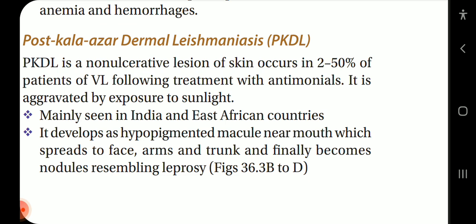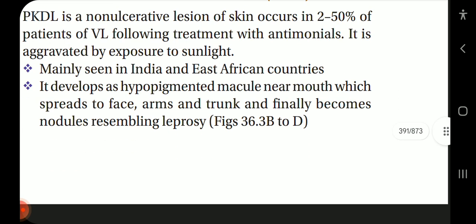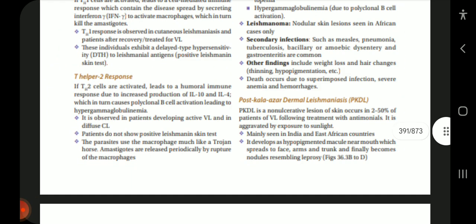PKDL is a non-ulcerative lesion of skin, occurs in 2 to 50% of the patients of visceral leishmaniasis following treatment with antimonials. It is aggravated by exposure to sunlight. Mainly seen in India and East African countries, it develops as hypopigmented macule near mouth which spreads to face, arms and trunks and finally becomes nodules resembling leprosy.